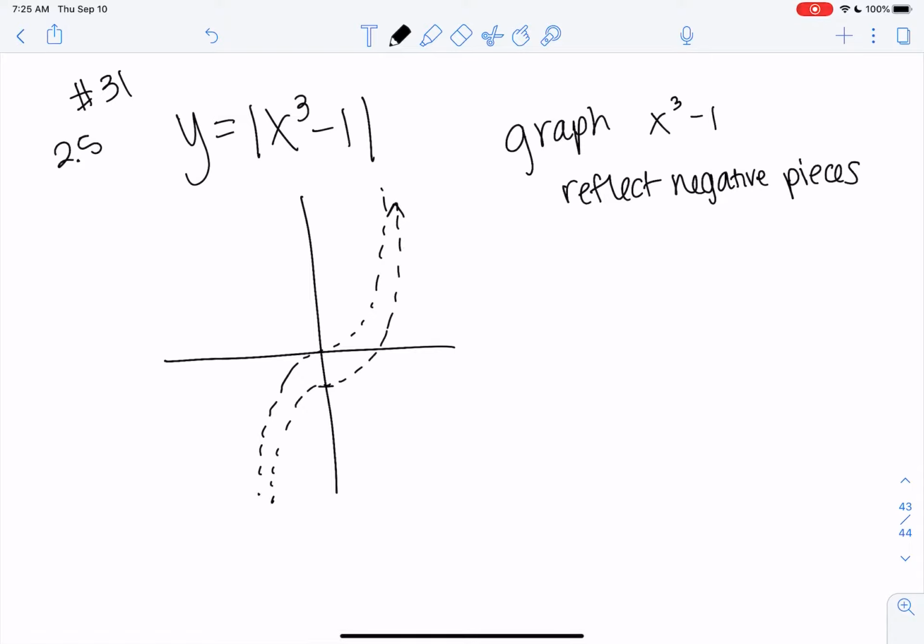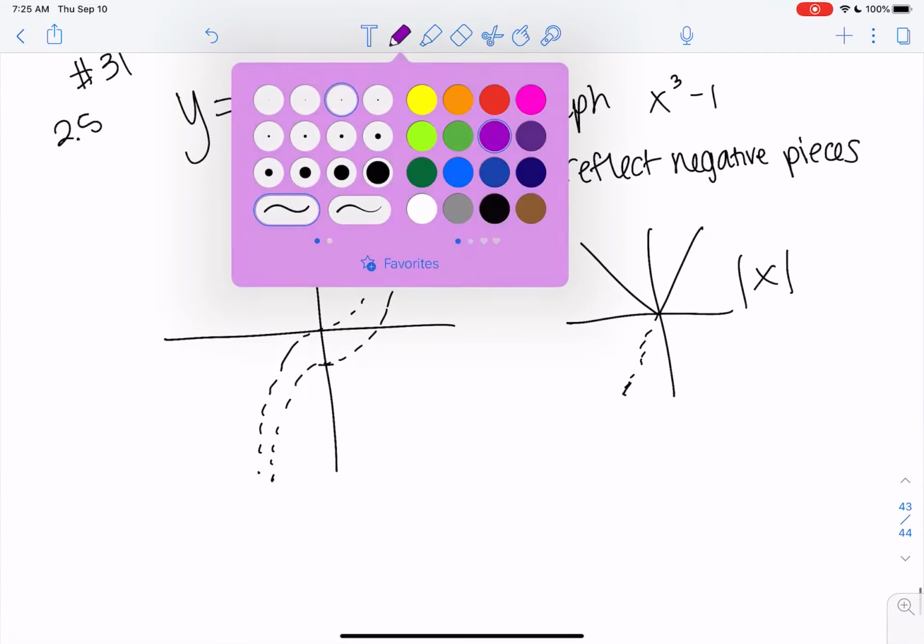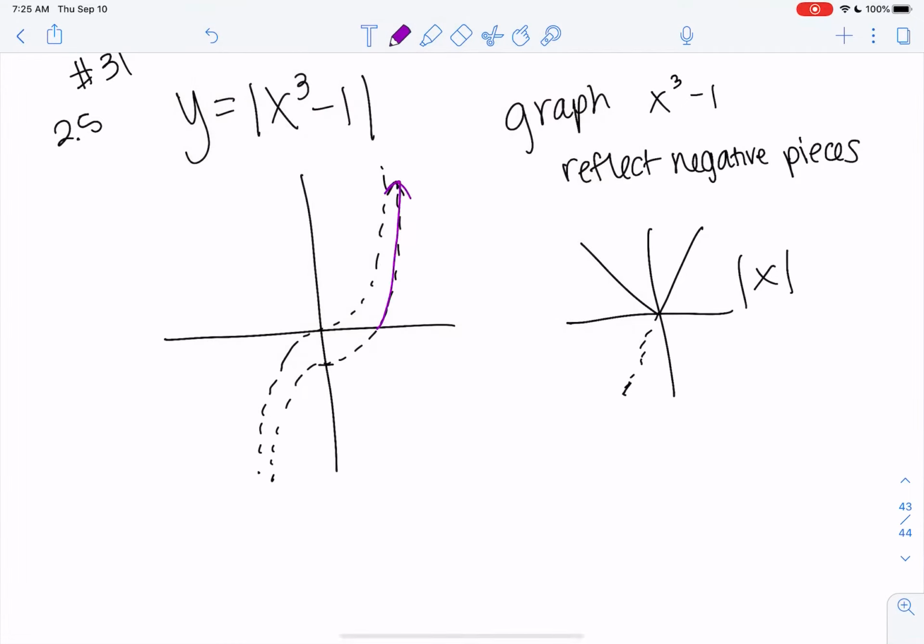And absolute value just means it gets rid of the negatives and flips them upside down. Right? If you think about the absolute value of x, it was basically a line that flipped the negative part upside down. So that's what happens here as well. We keep the positive part, and then this part gets reflected. And that is x cubed minus 1 as an absolute value.